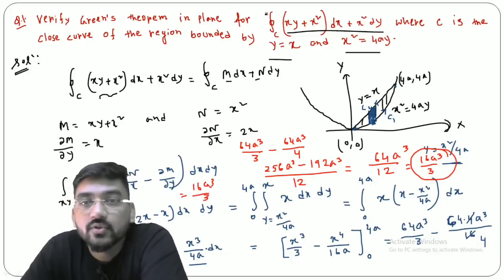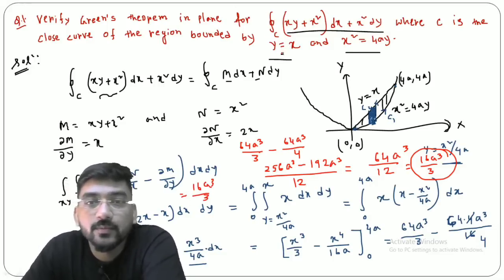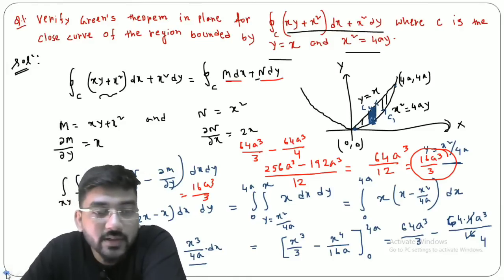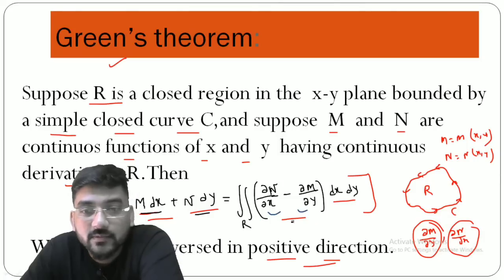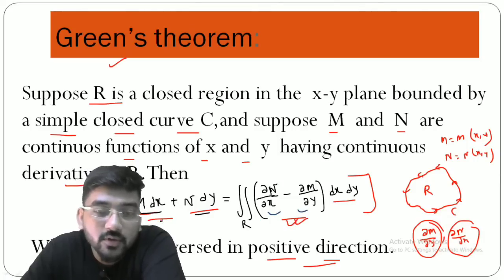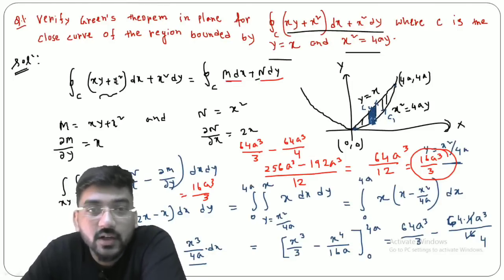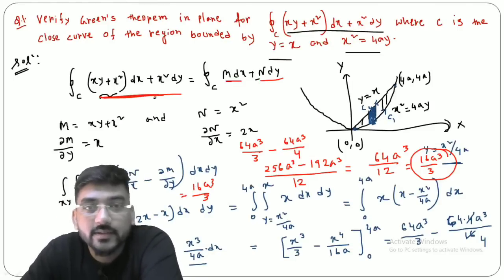Now we have to solve the line integration also, and we have to prove that this line integration of M dx plus N dy is equal to the double integral of del N by del x minus del M by del y. What we have done till now is this portion. Now we have to solve this portion also, and prove that the result will be the same, that is 16a cube by 3. So now let me solve the line integration.